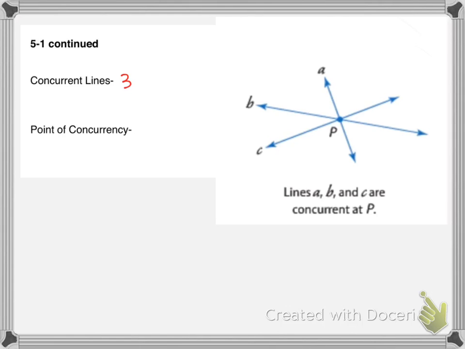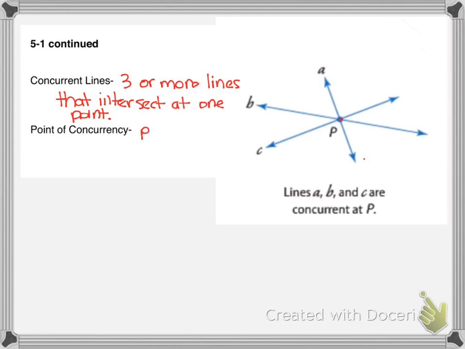Concurrent lines are three or more lines that intersect at one point. So it's not uncommon for lines to intersect, but for three of them to intersect in the same place, that's kind of neat. So here, A, B, and C, those lines are concurrent lines. They all intersect at this one point, which is point P. And that point P is called the point of concurrency.